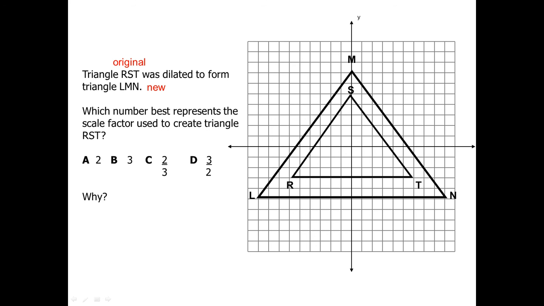So which number best represents the scale factor? Well, if RST was changed to give you LMN, the first thing I want to know is is it a reduction or an enlargement? And hopefully you can look, either count the sides, or even just by looking at the two triangles, you can see that it is an enlargement. The fact that it's an enlargement tells me that my scale factor has to be larger than 1. So C is definitely not my answer. 2/3 is less than 1. And now I can determine what my scale factor is by taking my new side over the original and reducing. 18/12 is 3/2. And I have my answer.